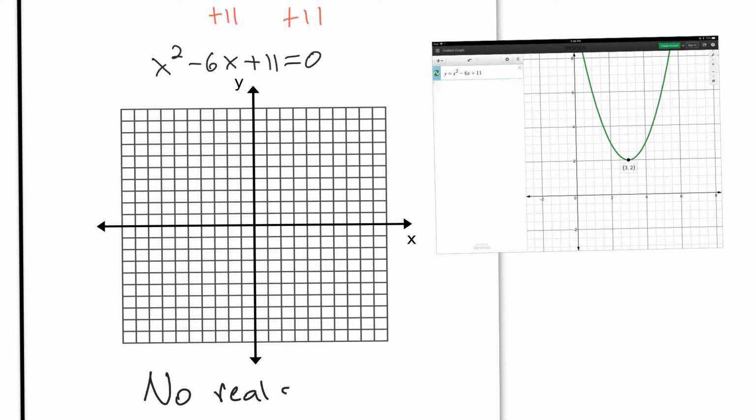So no real solutions. Now I want you guys to actually graph the function, or the parabola. It's not going to be exact, but I want you to plot the vertex of your parabola, which is 3, 2. So I'm just going to make a point at 3 to the right, 2 up, and I make my point right here, and I make my U shape going up. This is not exact, but we have an idea what the parabola looks like. The main thing is that it's not crossing the x-axis, so we have no real solution.